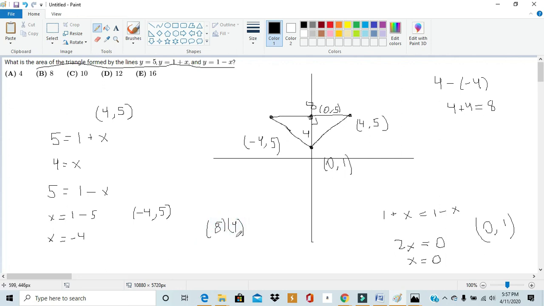So to find the area of the triangle, we have to multiply these two and then divide by 2. So you do 8 times 4 over 2. That'll give us 32 over 2, which is 16. So we see that the area of this triangle is 16.